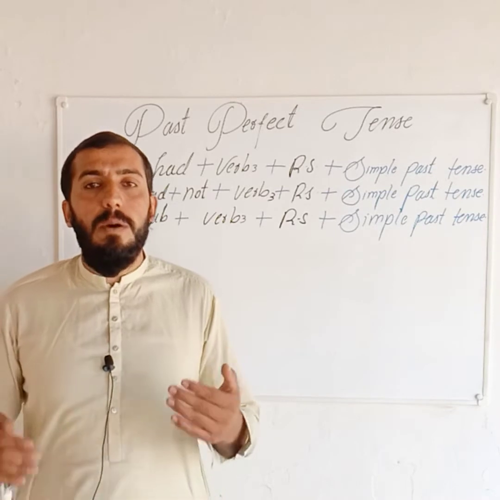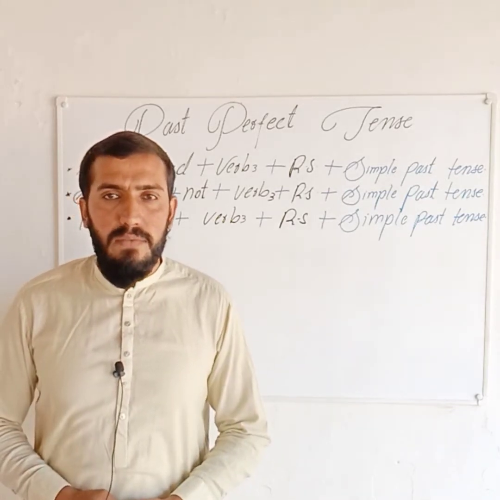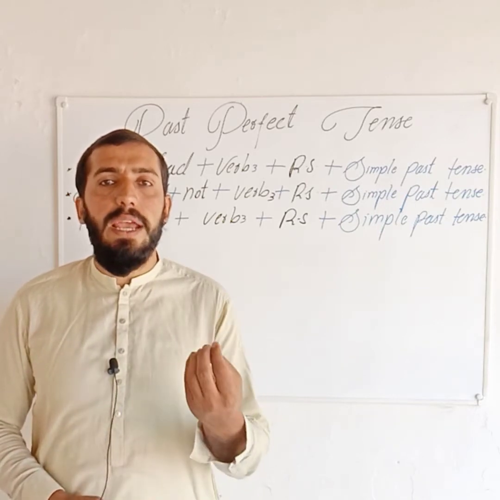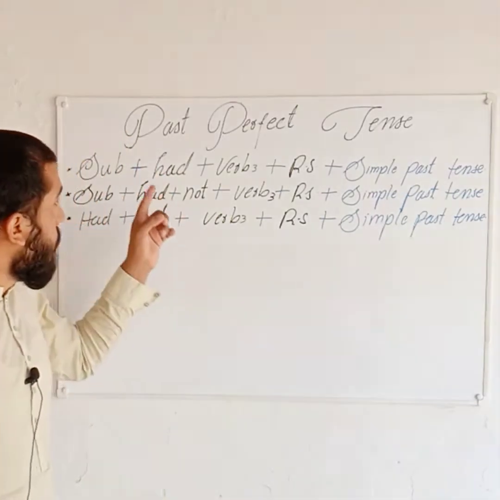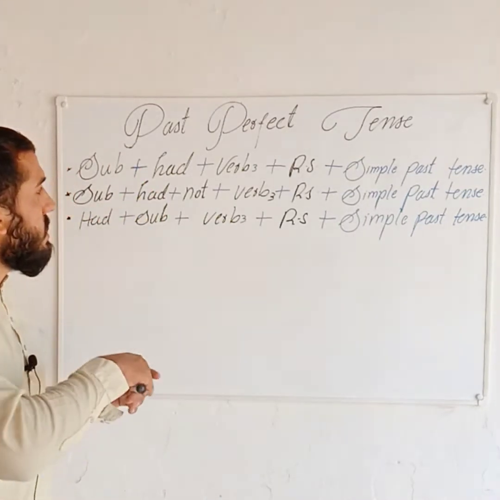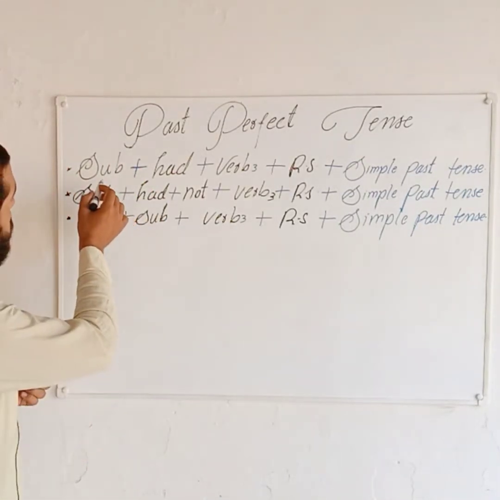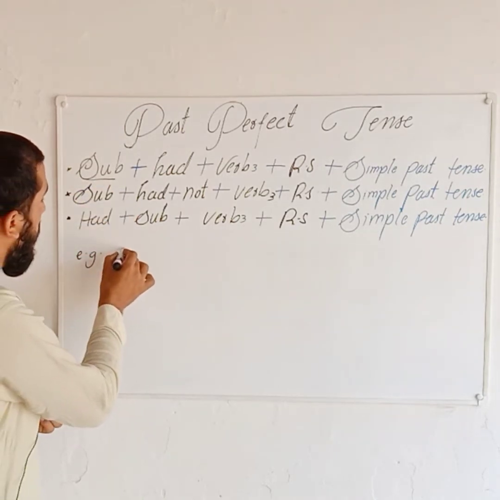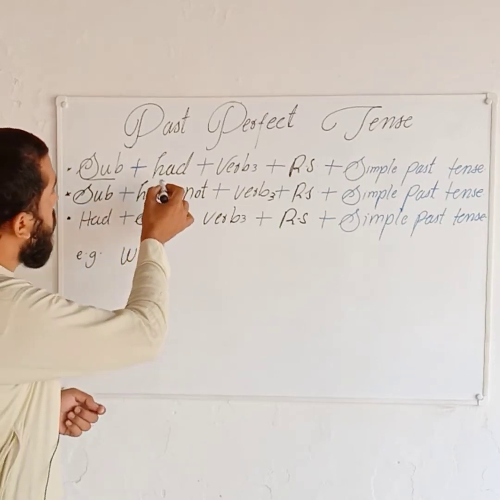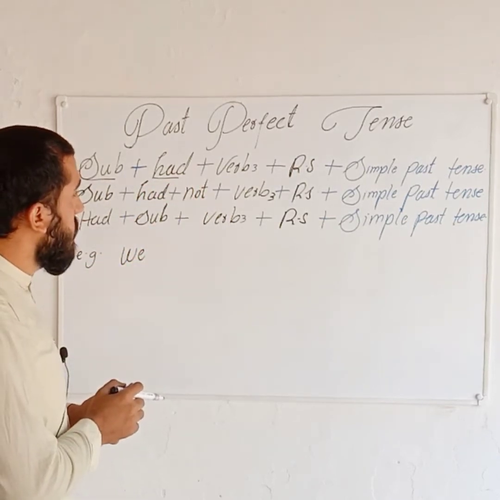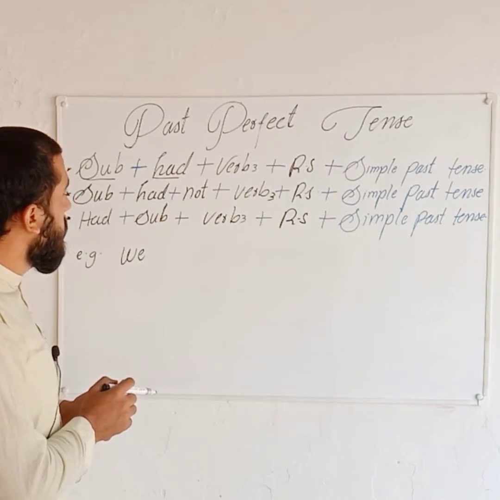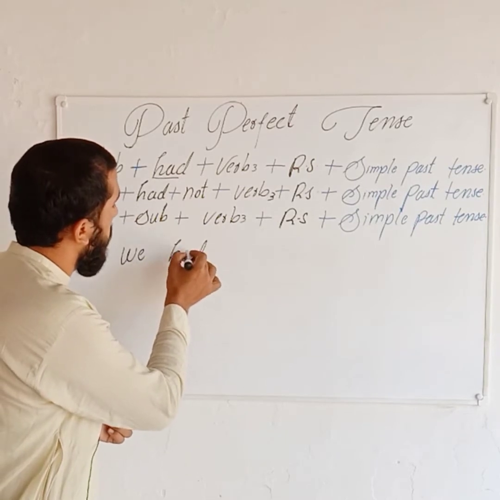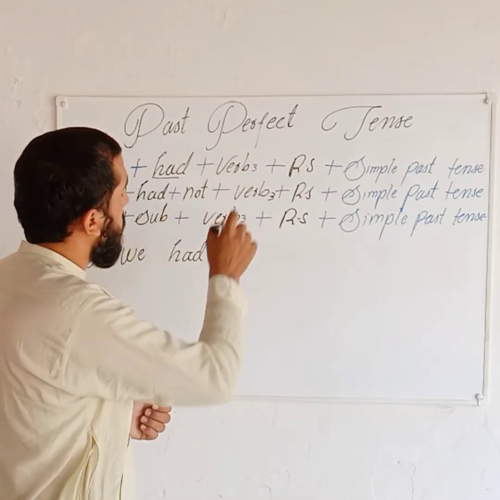So, if you know about its structure, nothing will be difficult. Everything will come out smoothly and easily. You will understand it. So, the first structure, which is positive, pay special attention to this one. We use subject. Suppose if I say we, and then we go for had. This is the helping verb of past perfect tense. We use had in past perfect tense. We had, and then we use the third form of verb.